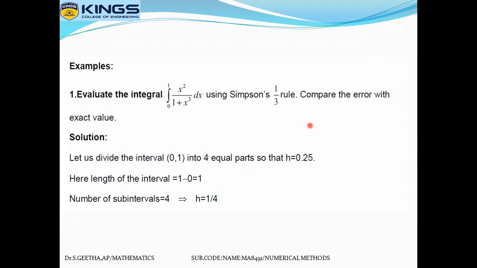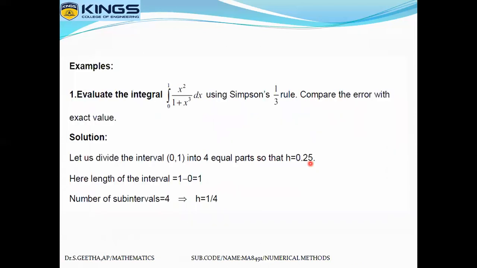First, we choose h. h is equal to length of the interval by number of subintervals. When we apply Simpson's rule, we have to choose number of subintervals as even number. So here we choose small n, number of subintervals equal to 4. The limit is 0 to 1, so the length of the interval is 1 minus 0, which is equal to 1. Therefore, h is equal to 1 by 4, therefore h equal to 0.25.